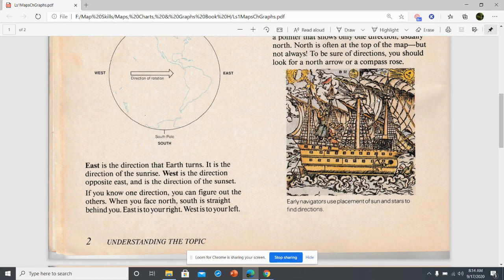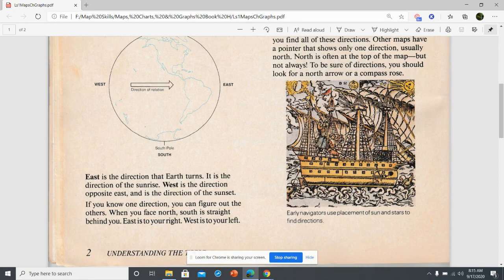East is the direction that the Earth turns. It is the direction of the sunrise. West is the direction opposite east and is the direction of the sunset. If you know one direction, you can figure out the others. When you face north, south is straight behind you. East is to your right. West is to your left.